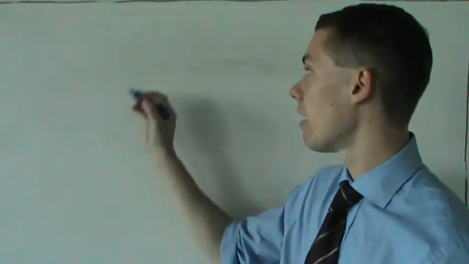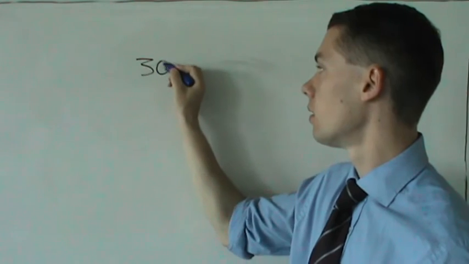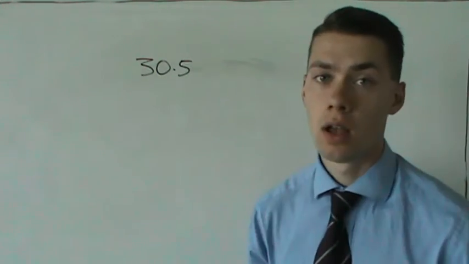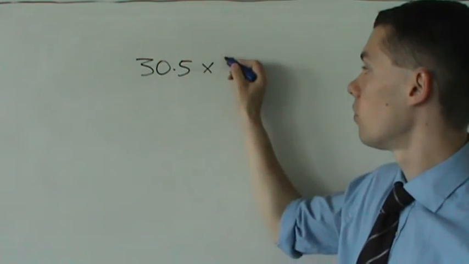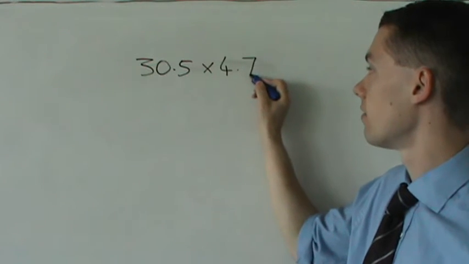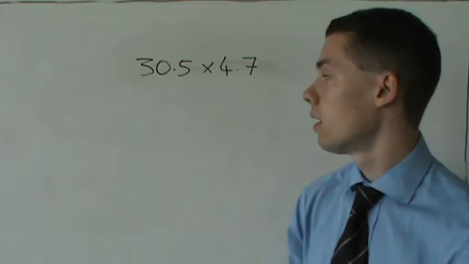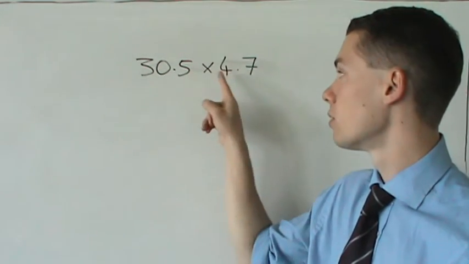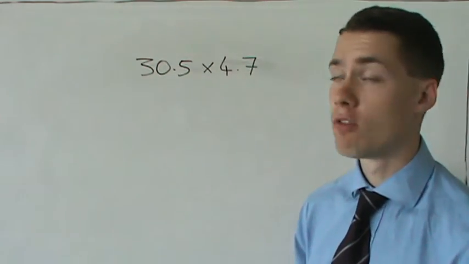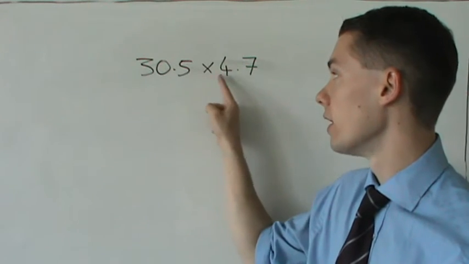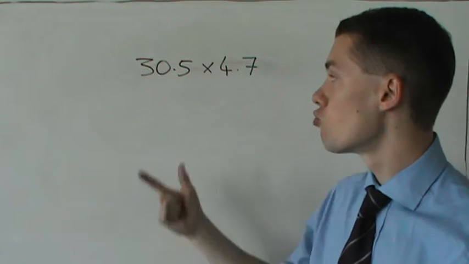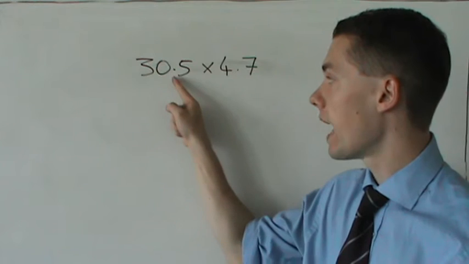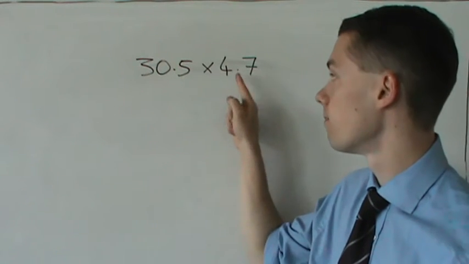Multiplying decimals, part 1. Here we have 30.5 multiplied by 4.7. Now the first thing we do when we're multiplying decimals together is we actually remove the decimal points. So I'm going to rewrite these numbers below without their decimal points in.